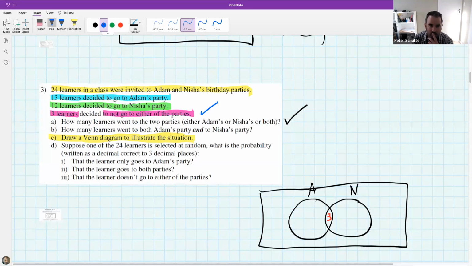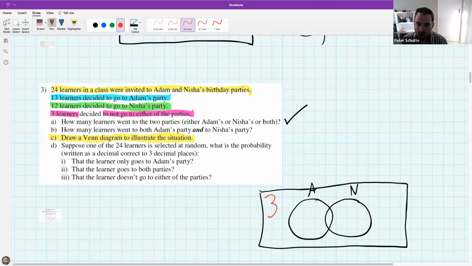So now I need to fill in these different regions. Sadiq, they wouldn't be mutually exclusive because, oh, sorry, I lied. I made a mistake, guys and girls. Look at this. So let me show you my mistake. I didn't read the question properly. It said 3 learners decided to not go to either of the parties. So the 3 doesn't go over here. The 3 has to go out here. And now we have to go inside these circles.